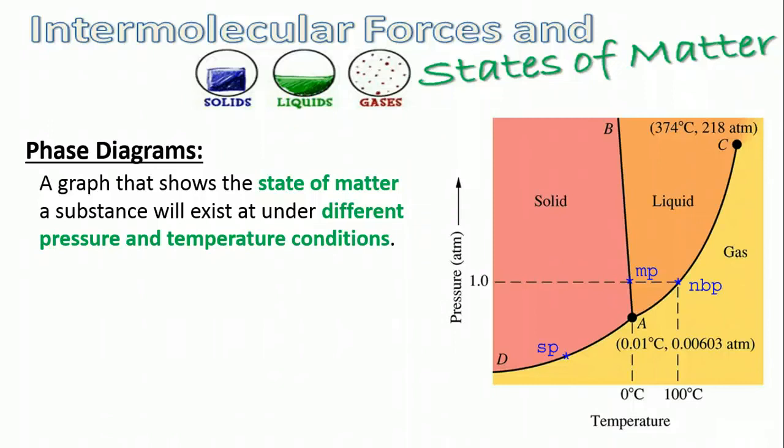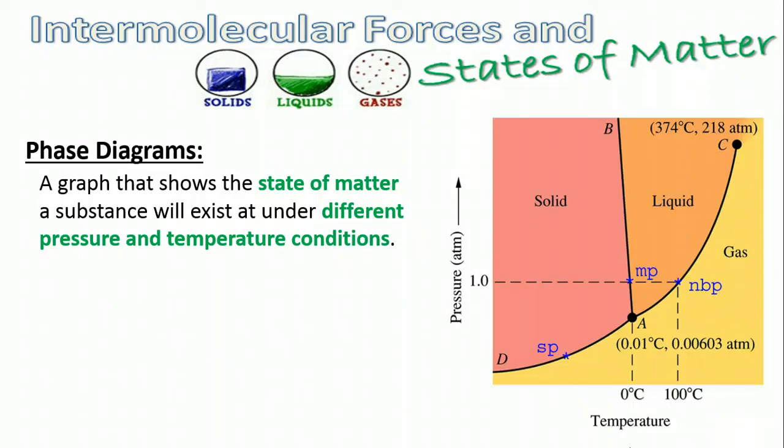We're going to show you what a phase diagram is, and more importantly, how to read them, how to evaluate one. A phase diagram, like the one at the right hand side of the video screen, is simply a graph that shows the state of matter a substance will exist at under different pressure and temperature conditions.